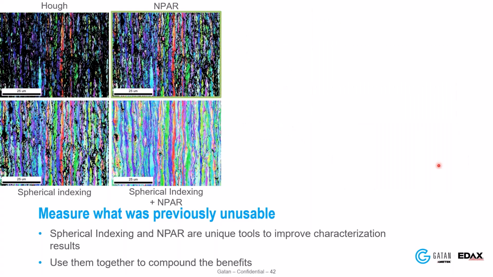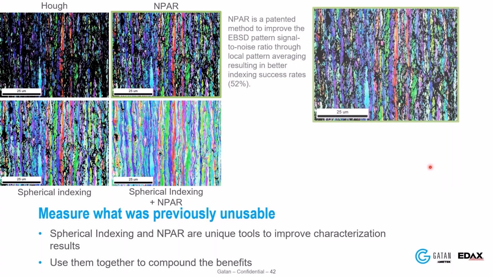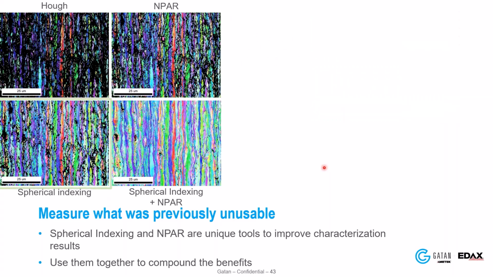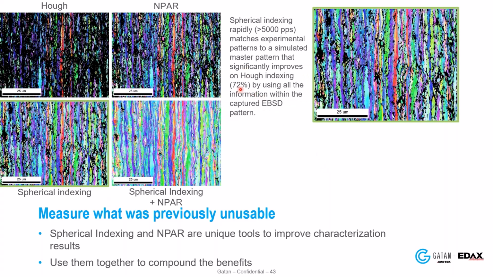Traditionally, we'd say let's use NPar. That jumps up here. You see our indexing improves to about 50% indexing success. We apply spherical indexing, and then that goes here. It goes from 50 to about 72%. That's just doing direct spherical matching.